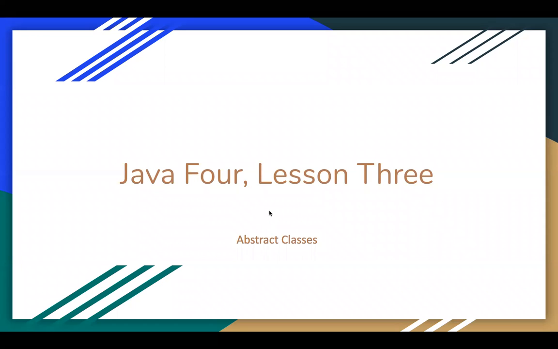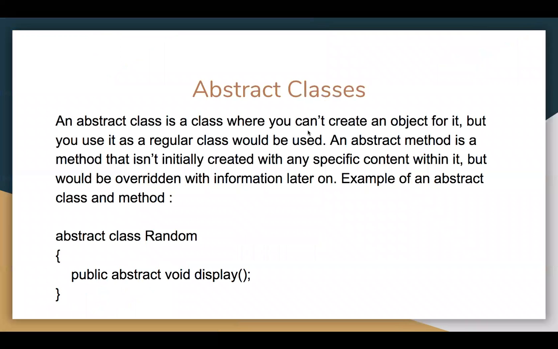Okay. So starting off, today we're going over Java 4 lesson 3, and we're going over abstract classes. An abstract class is a class where you can't create an object for it, but you use it as a regular class to be used. I'll explain a little bit more about what that means. But on to the next definition.